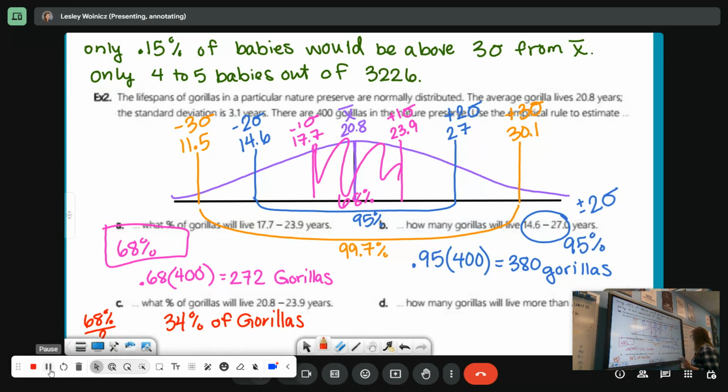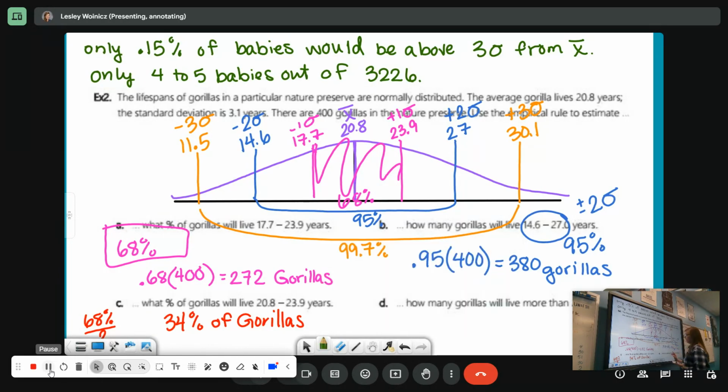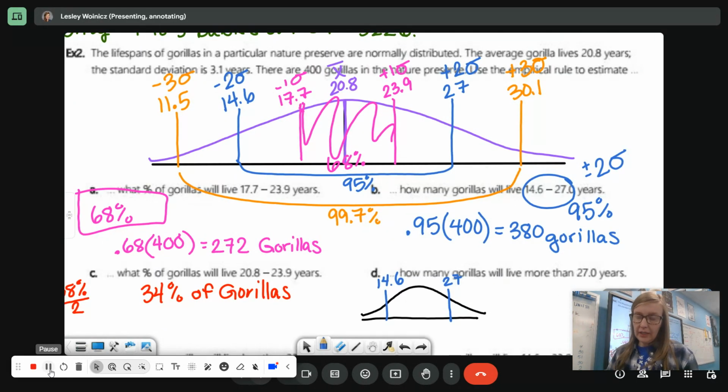Okay. How many gorillas will live more than 27 years? This is where it gets exciting. More than 27. Okay, it's been over a year since I've done this. Let me think about the best way to explain it. Give me a second. All right, I got it. I had to draw a little picture for us.